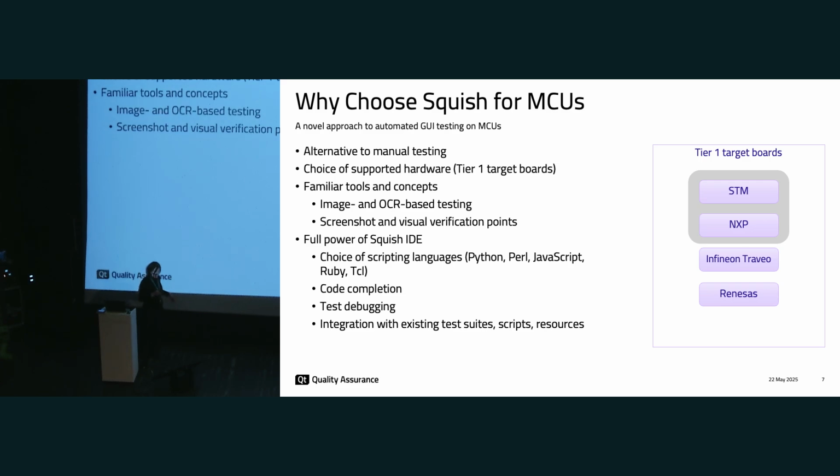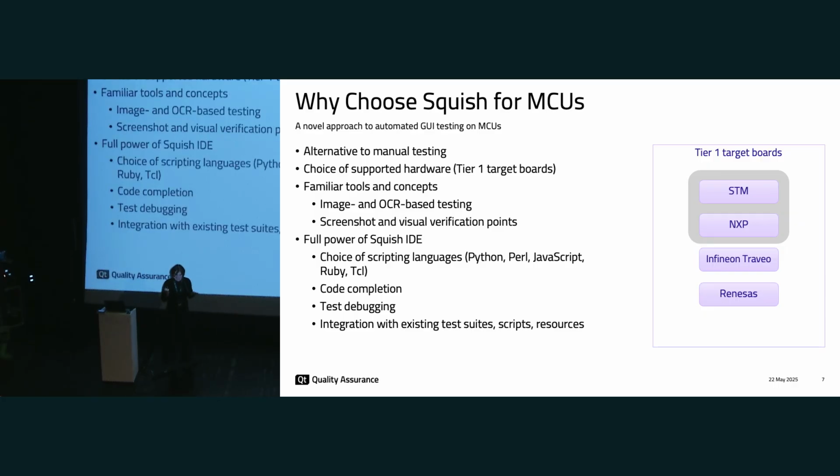So you will recognize the image and OCR-based testing and those screenshot and visual verification points. And with Squish, you have the full power of the Squish IDE at your fingertips. There's a wide choice of scripting languages. We have 5, so you can write test scripts in 5 different scripting languages. The most popular of these are Python and Perl. With the IDE, you have powerful code completion, syntax highlighting, test debugging.